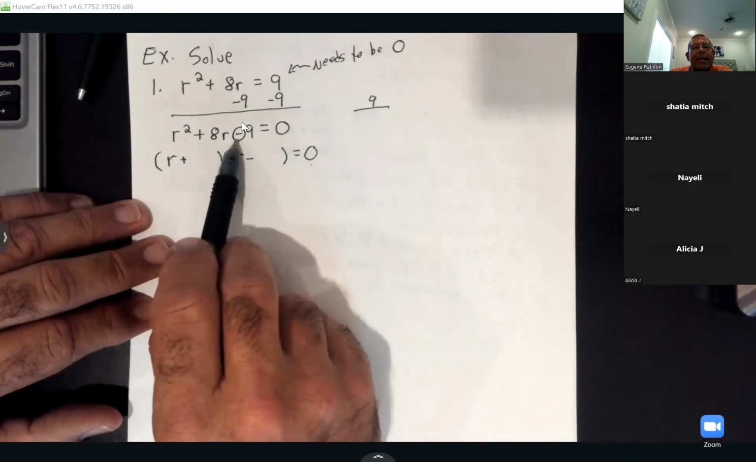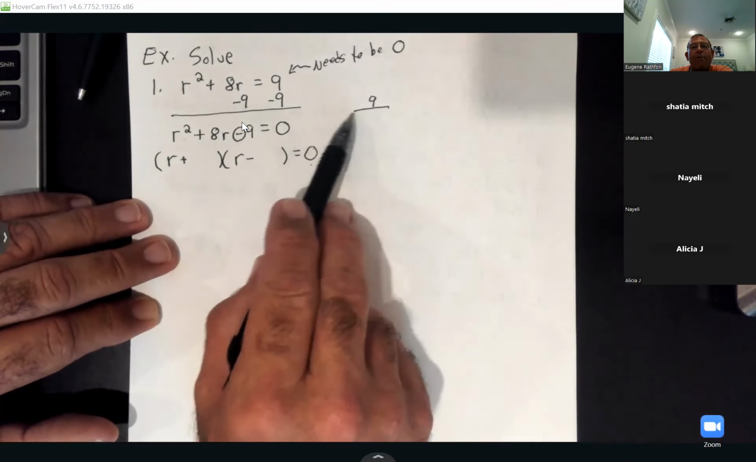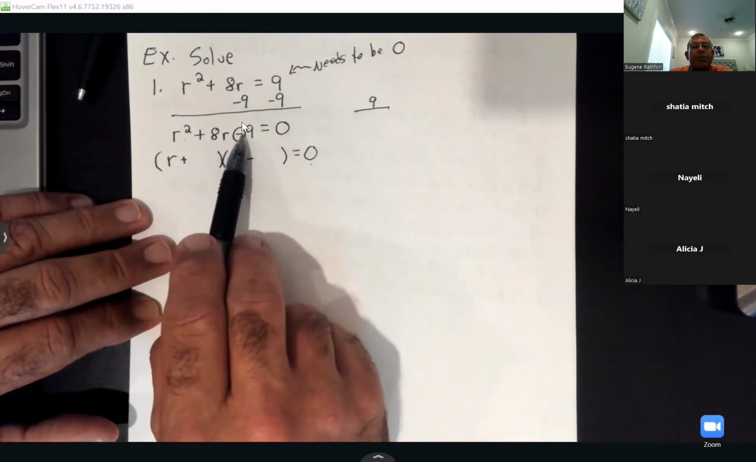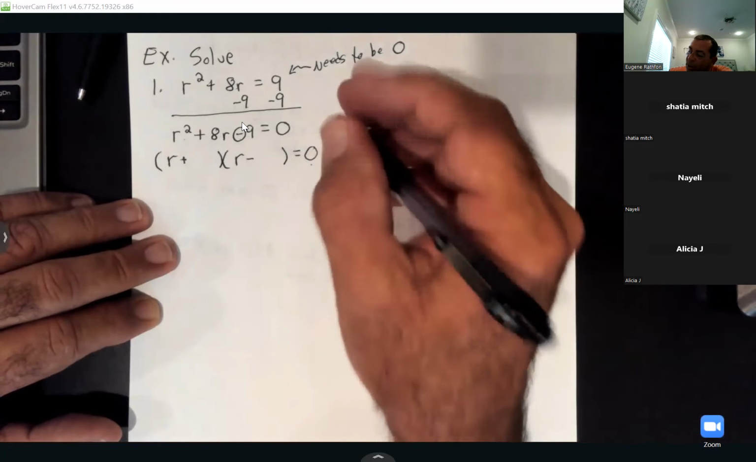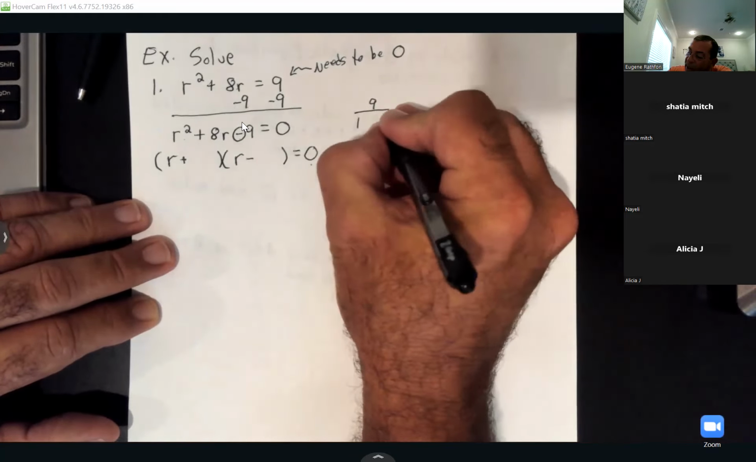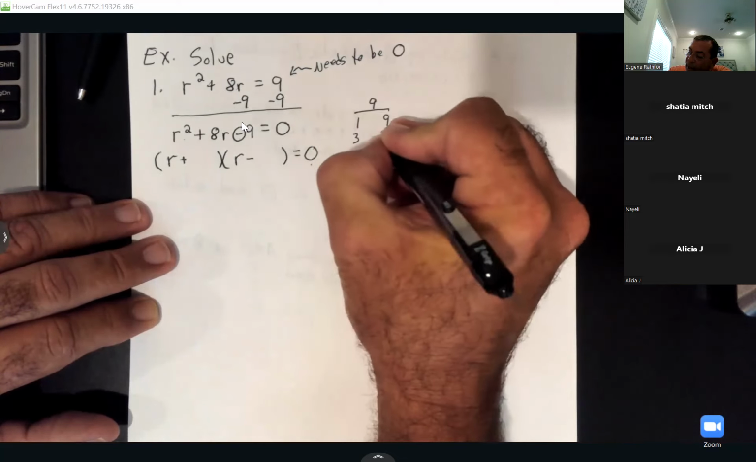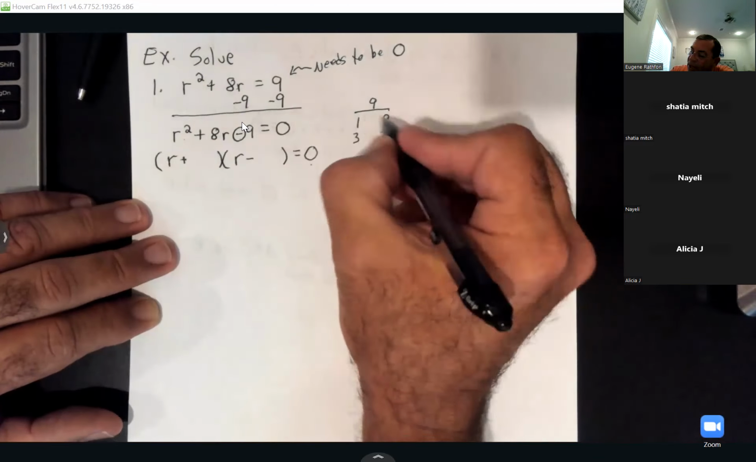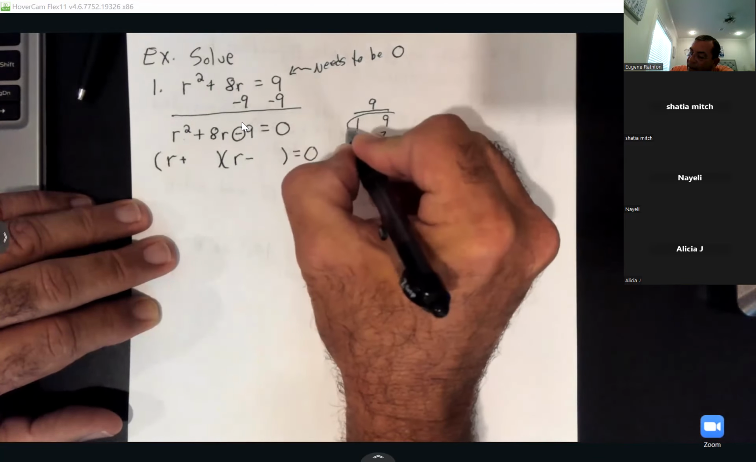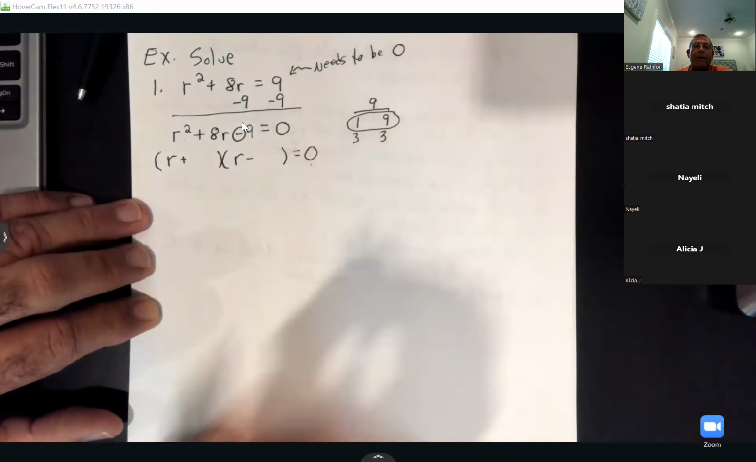And also, since that last number is negative, you want factors of 9 that'll subtract to get the 8. So y'all, the only way to get a 9 is a 1 and a 9 and a 3 and a 3. So the ones that'll give you 8 are 9 and 1.